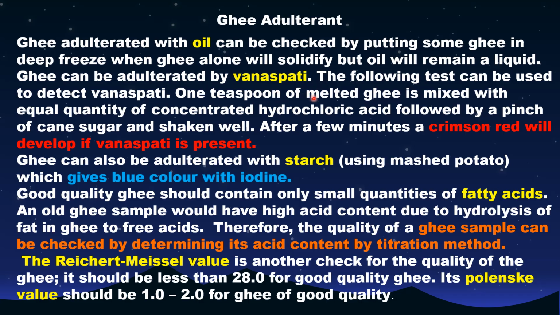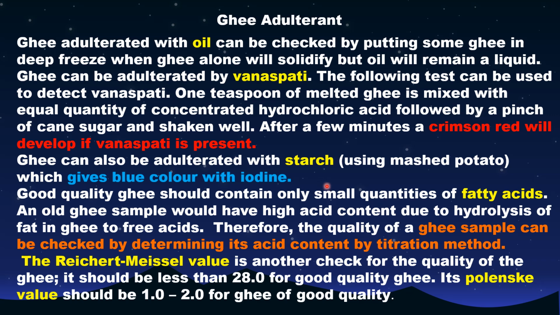So how to check it is, the melted ghee is mixed with equal quantity of concentrated hydrochloric acid with a pinch of table sugar and shake well. After that, a crimson red color will be developed if vanaspati is present. Next, ghee can also be adulterated with starch, like mashed potato can be added to the ghee.